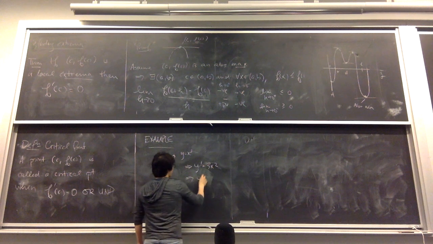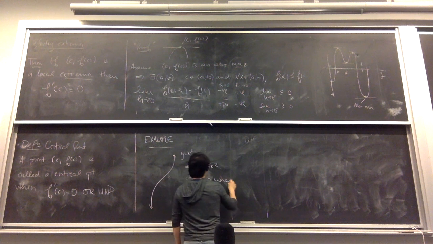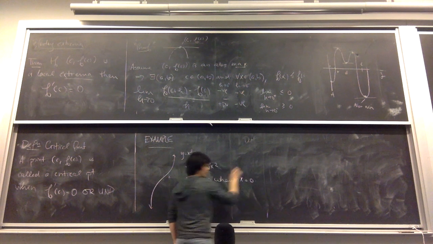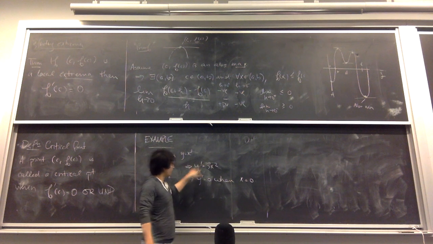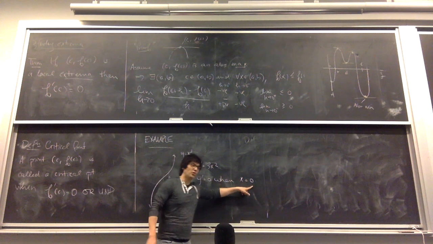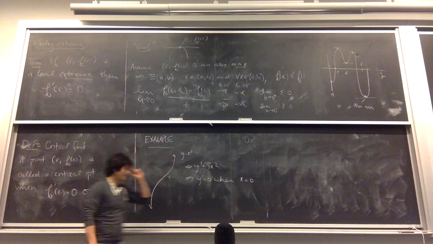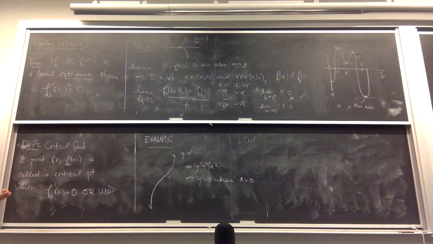This means that y prime is 0 when x is 0, right? So I found a point where the derivative is 0, or where the tangent goes flat. Okay? So is it a critical point? Does it satisfy this definition? Yes. Then it's a critical point, right? It's as simple as that.